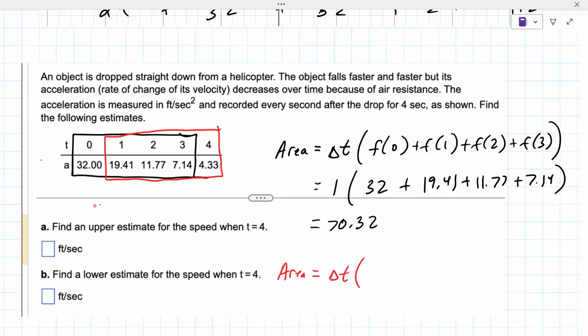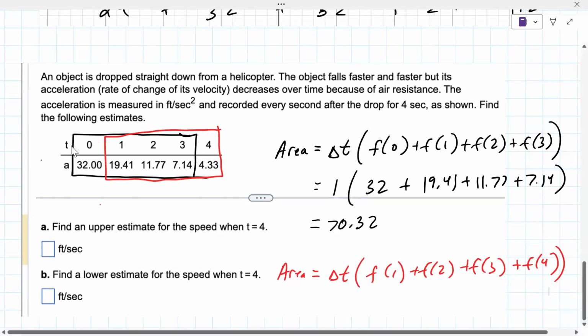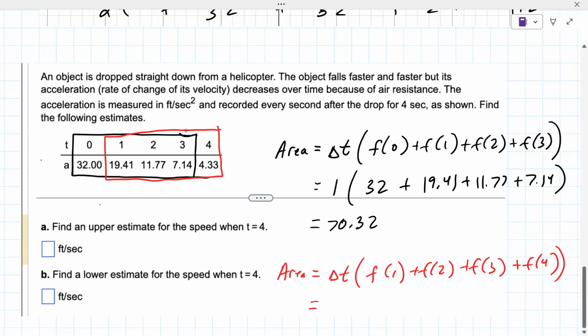It's delta t, but this time it's f of 1 plus f of 2 plus f of 3 plus f of 4. Basically, the difference is you exclude the endpoint in one or the other. And the width between the time values, the delta t, from 0 to 1, 1 to 2, 2 to 3, 3 to 4, it's 1. So this is 1 times 19.41 plus 11.77 plus 7.14 plus 4.33.